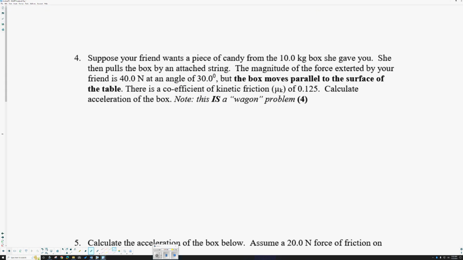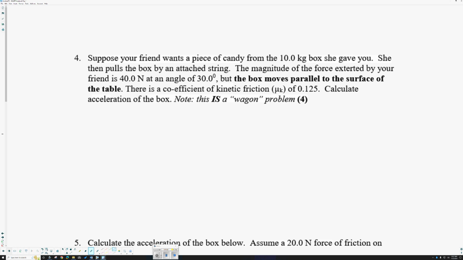Question 4. This is a tricky question, actually. It says, suppose your friend wants a piece of candy from the 10-kilogram box she gave you. She then pulls the box by an attached string. The magnitude of the force exerted by your friend is 40 newtons at an angle of 30 degrees, but the box moves parallel to the surface of the table. There's a coefficient of kinetic friction of 0.125. What's the acceleration of the box?